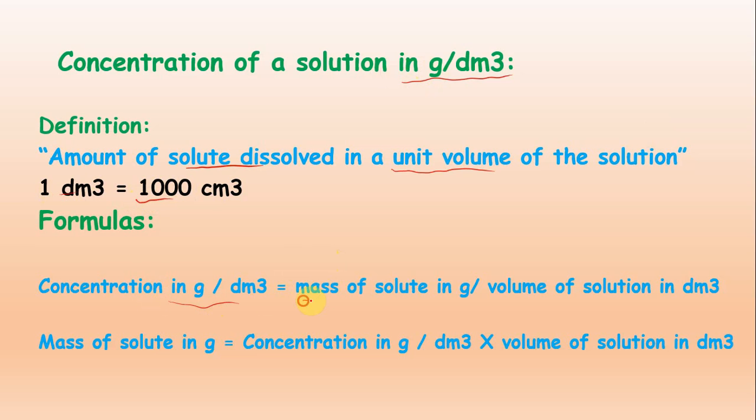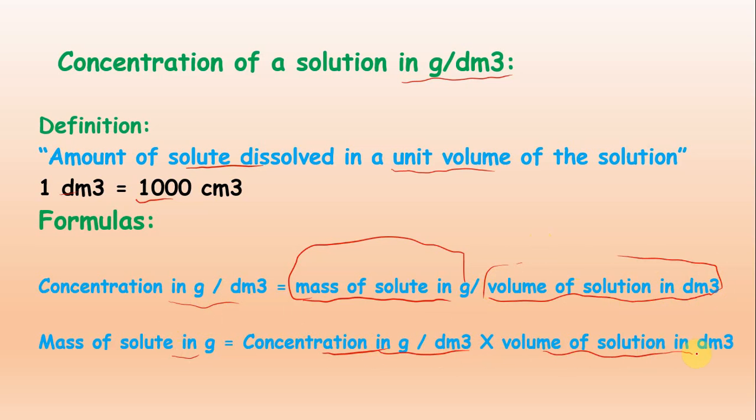Formula for calculation of concentration in gram per dm cube: concentration in gram per dm cube is equal to the mass of the solute in grams, which will be given, divided by the volume of the solution in dm cube. This is formula number 1. If we rearrange this formula, and the mass of the solute in grams is being asked, then the mass will be the concentration in gram per dm cube multiplied by the volume of the solution in dm cube. This is formula number 2, just a rearrangement of formula number 1.